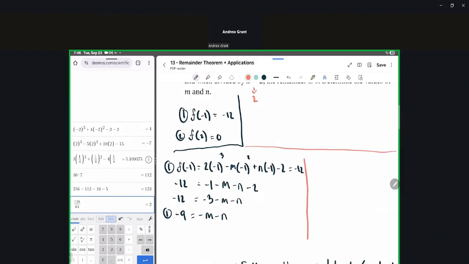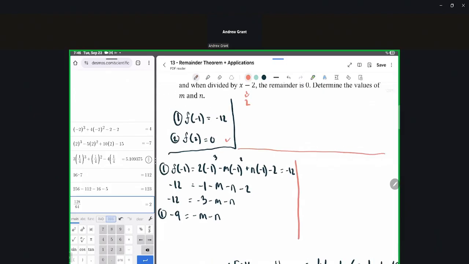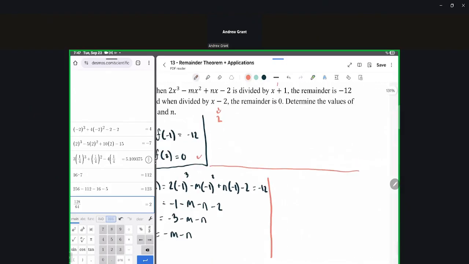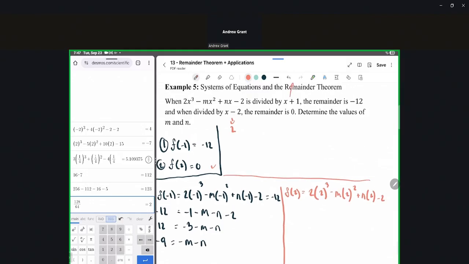Okay. By a similar token, we're now going to show that f of 2 is 0. And so we're going to say f of 2 will be equal to 2 times 2 to the power of 3 minus m times 2 to the power of 2 plus n times 2 minus 2. And this is supposed to equal 0.